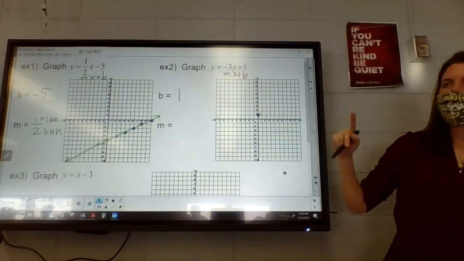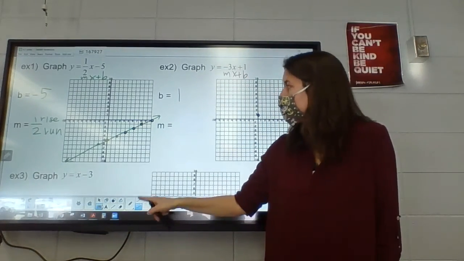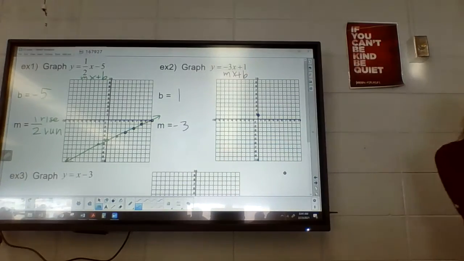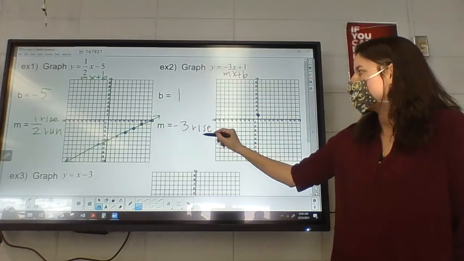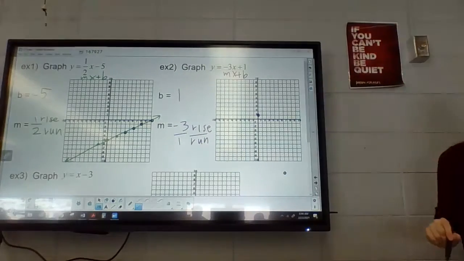Then, what's my slope going to be? It's a -3, but I heard you say it like that, I want it to be rise over run. So to get the bottom of that fraction, I'm going to put it over 1.